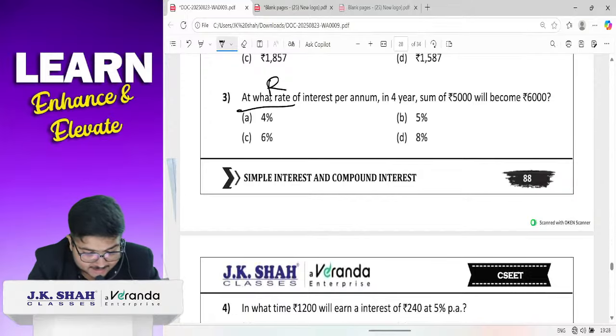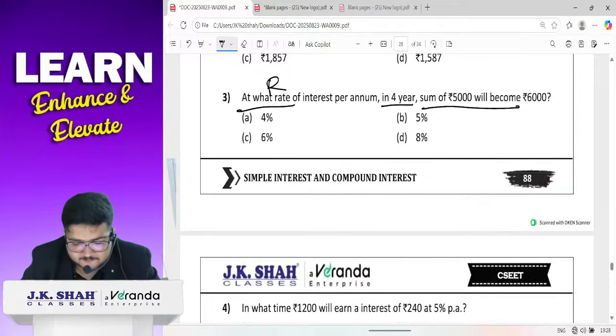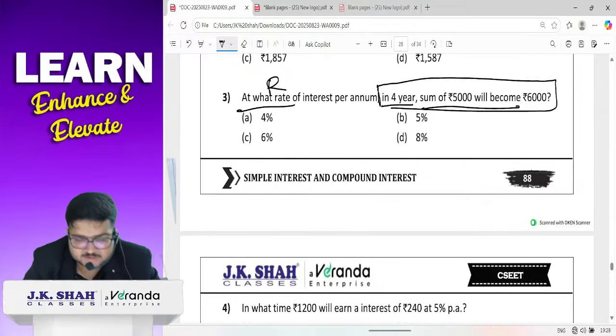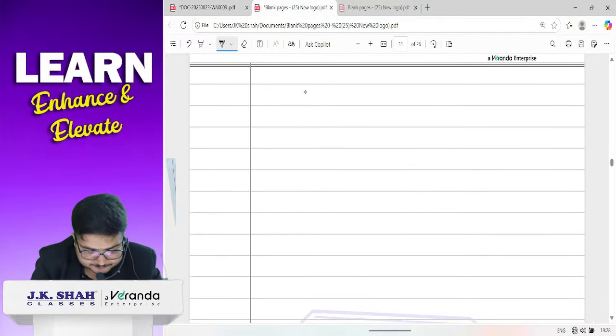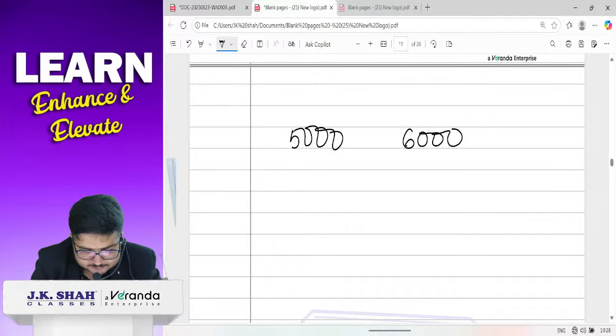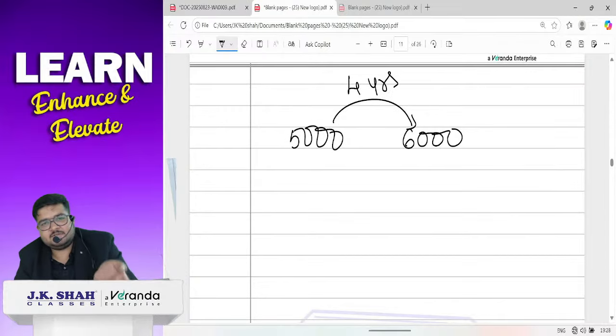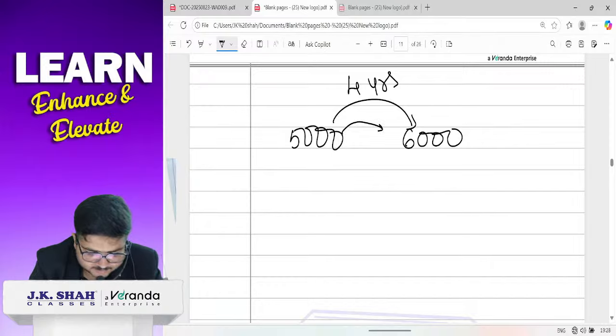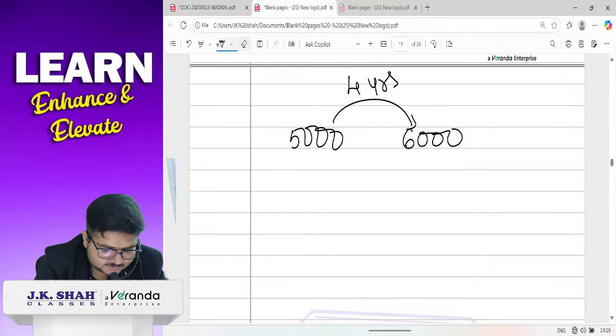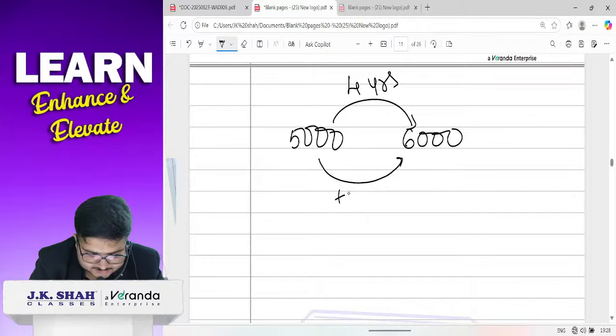of interest. At what rate of interest per annum in 4 years will a sum of 5000 become 6000? This is very important. In 4 years 5000 will become 6000. Now tell me this. If in 4 years 5000 is becoming 6000, what is the interest? What is the interest? 1000, sir. He is getting 1000 interest.